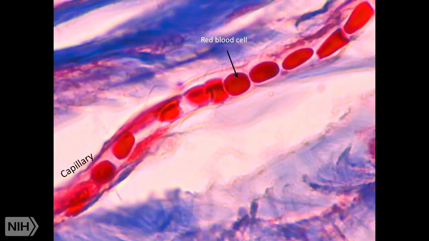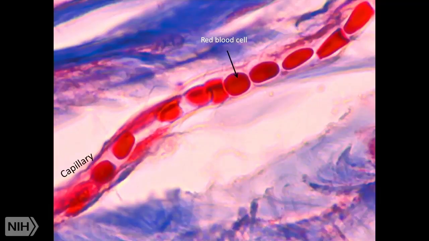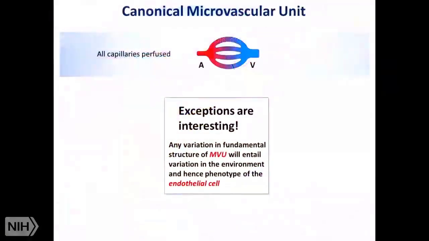Now, a typical capillary is just wide enough to accommodate a single red cell, which march in single file, one by one, from arteriolar to venular end, with each cell in a position of reciprocal barter with the underlying endothelium, which further enhances the diffusional capacity of the system. However, there's some interesting exceptions to the canonical arrangement of the microvascular unit.